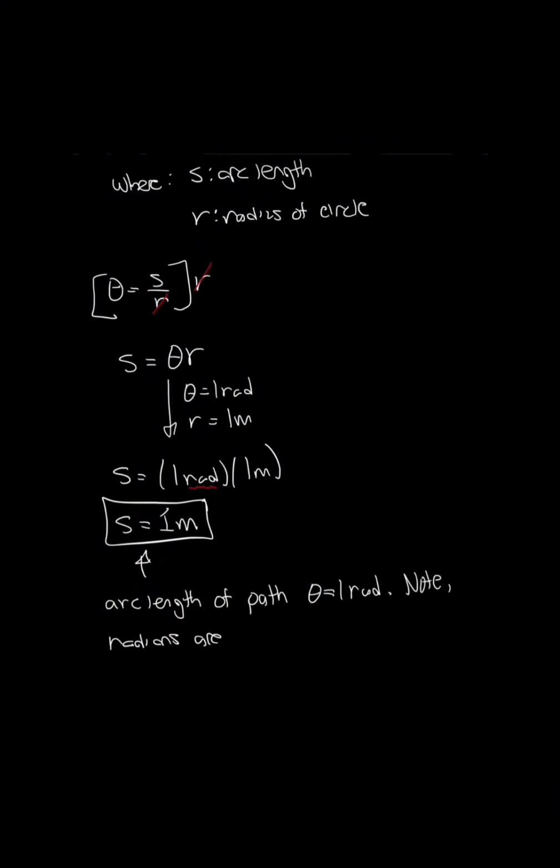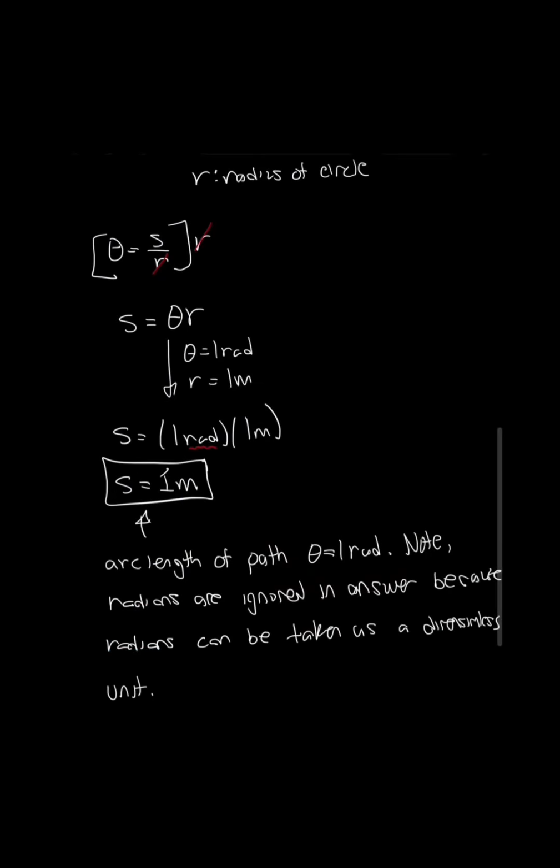Note, radians are ignored in the answer because radians can be taken as a dimensionless unit. So if we look at when we multiply the radians and the meters, the radians is completely ignored. And that's because radians is a ratio between two lengths, so it doesn't actually have a unit.